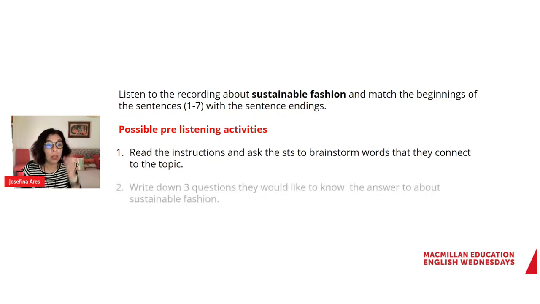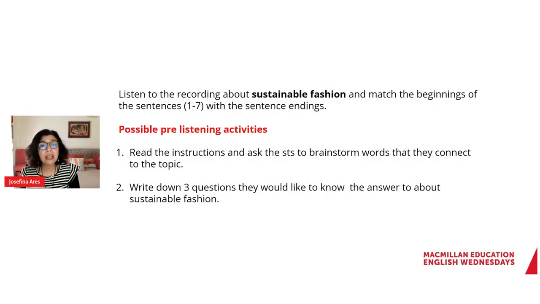Another thing that they can do for a pre-listening activity is write down three questions they would like to know the answer to about sustainable fashion. So they may not know a lot about sustainable fashion, or they may. And they write down three questions that they would like to know about sustainable fashion. So what is sustainable fashion, maybe? As simple as that, okay? Does it exist everywhere? Why is sustainable fashion good, for example? Okay, so they brainstorm three questions.